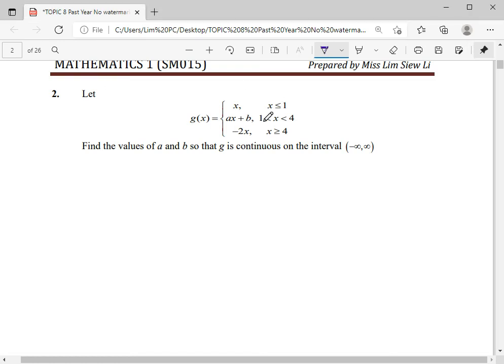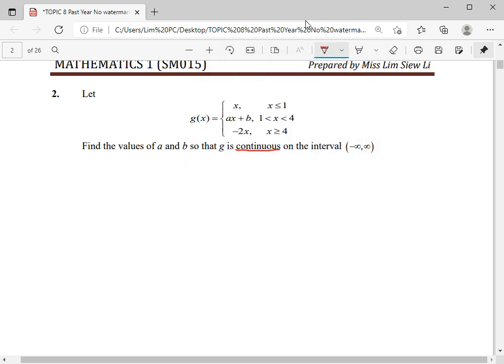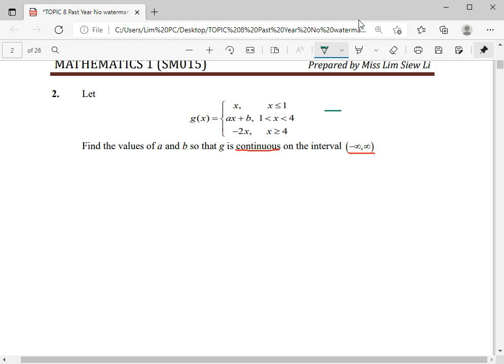So for question 2, piecewise, they say find the value of a, b such that this function is continuous. So definitely you want to make them continuous. The interval negative infinity to infinity means that they are continuous no matter from the left to the right. So our function here is x for less than 1, ax plus b from 1 until 4, and negative 2x for more than 4. They said they're continuous on the interval negative infinity to infinity, so that means they're continuous all the time.